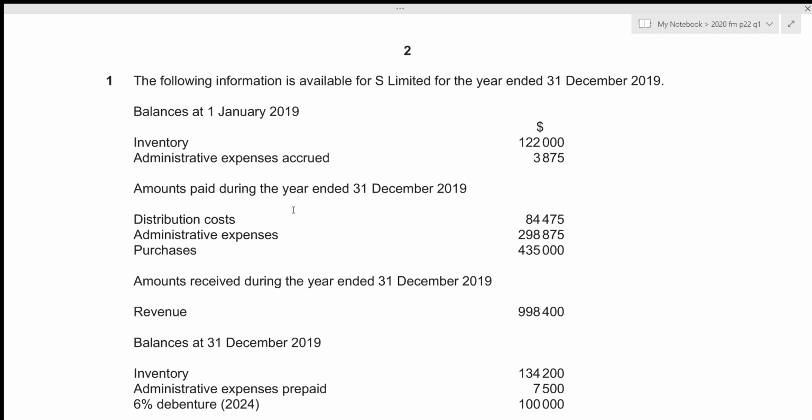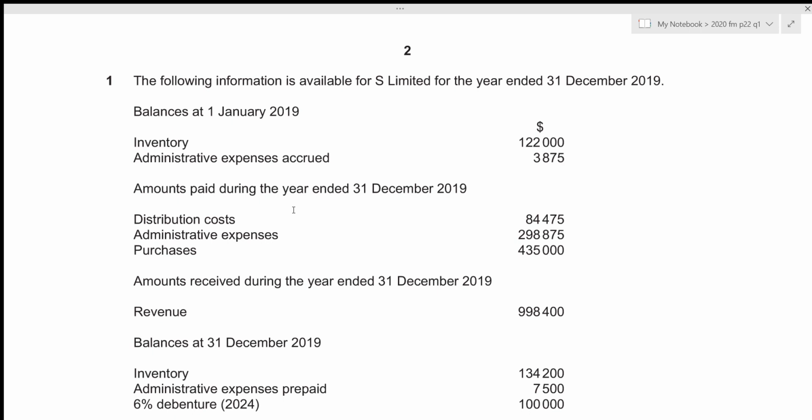Hi everyone, in this video we will be going over A-Level Accounting 2020 February-March Paper 2 question number 1. This is the structured Paper 2 which consists of 4 questions. 2 of them are of 30 marks and 2 of them are of 15 marks, and we're also given a time limit of 1 hour and 30 minutes.